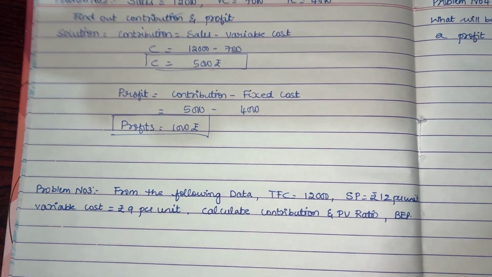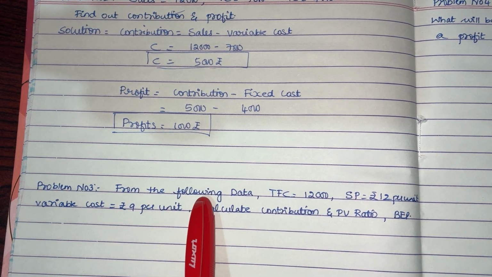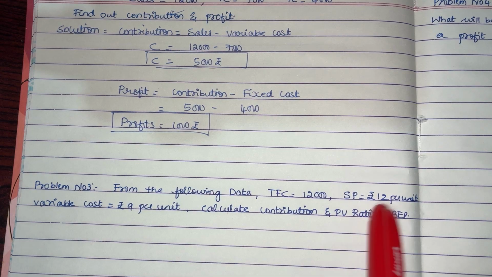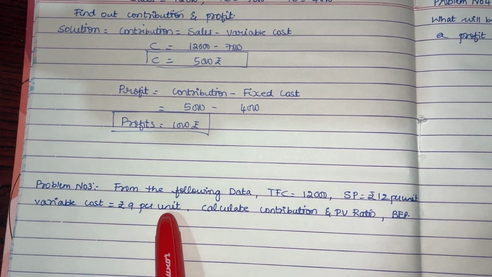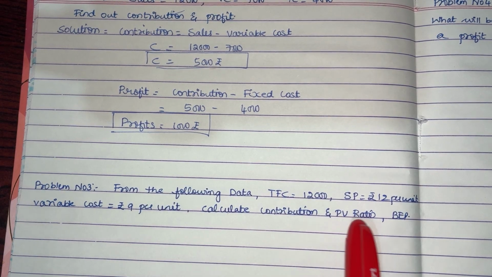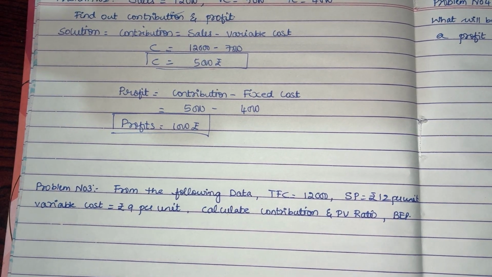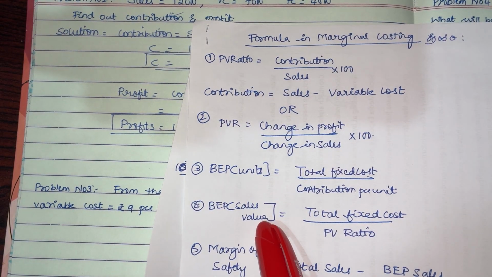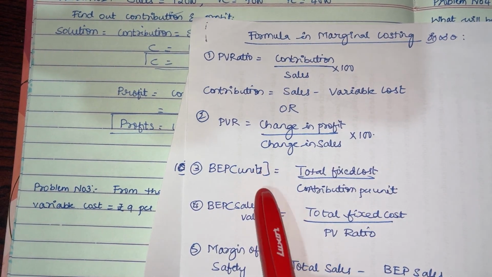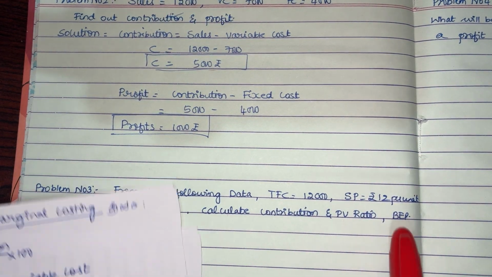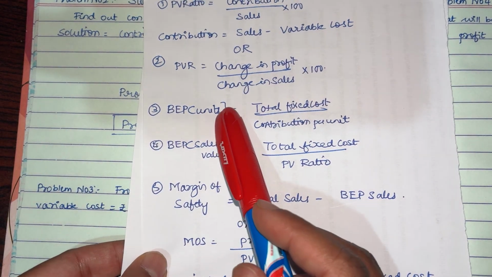Next we have one more problem. From the following data, total fixed cost is 12,000, selling price per unit is 12 rupees, variable cost is 9 rupees per unit. Calculate contribution, PV ratio and BEP. In BEP we have two kinds: BEP in units and BEP in sales volume. The problem is not clear about which BEP they are asking, so to be on the safer side, I will calculate both BEP in units and BEP in sales volume.